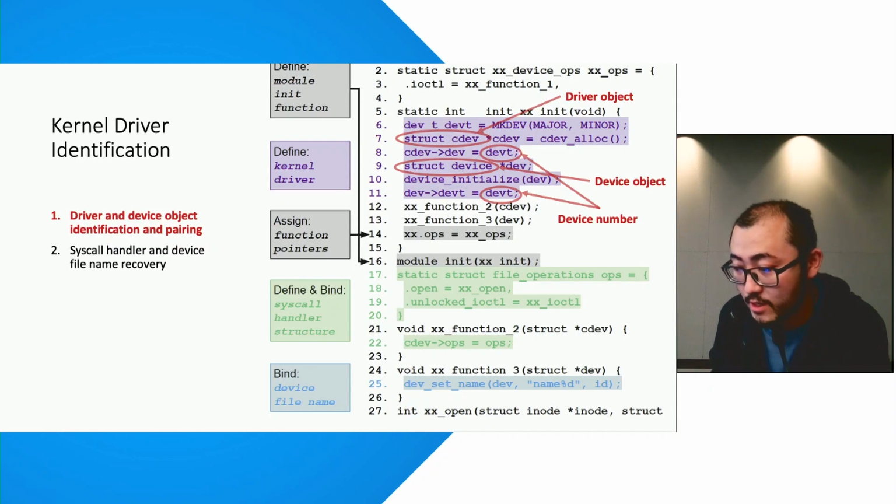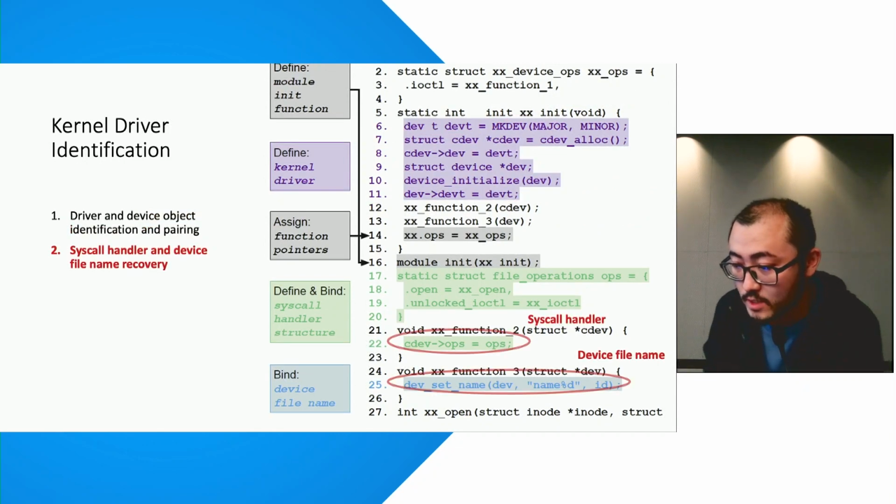Our goal is to identify those two types of objects and associate them. To pair the two types of object, we rely on the device number assigned to each type of object. The device number not only uniquely identifies a device and its file name, but is also associated with a set of Syscall handlers, for example, the IO control or open. So then we can simply inspect their related critical fields to recover what we need.